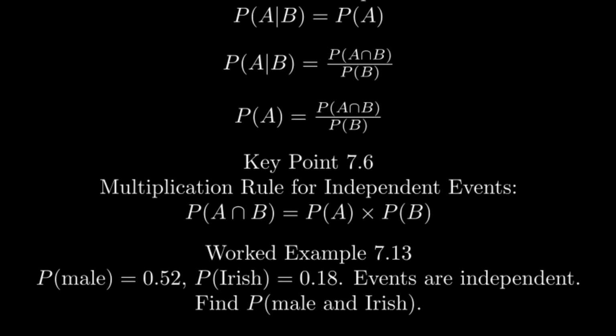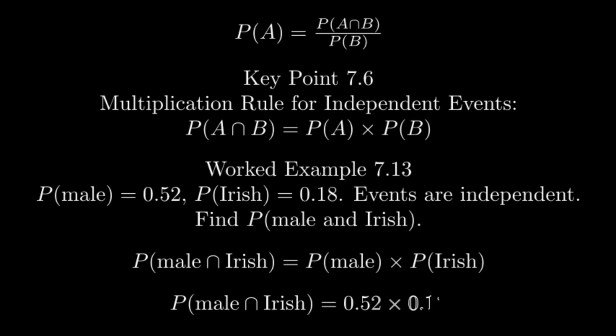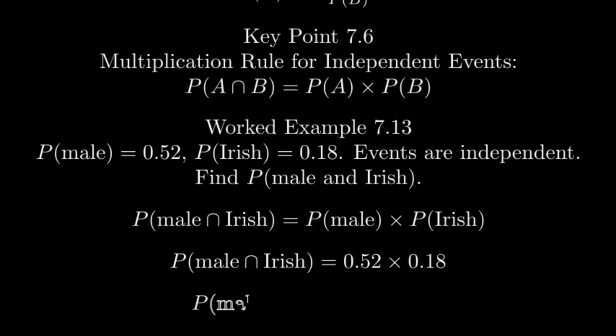Let's look at an example. The probability of a randomly chosen person being male is 0.52. The probability of them being of Irish origin is 0.18. If these two characteristics are independent, what is the probability of selecting a male of Irish origin? The problem states the events are independent, so we can use our multiplication rule. The probability of being male and Irish is the probability of being male times the probability of being Irish. We just plug in the numbers. That's 0.52 multiplied by 0.18. Calculating this gives us 0.0936.